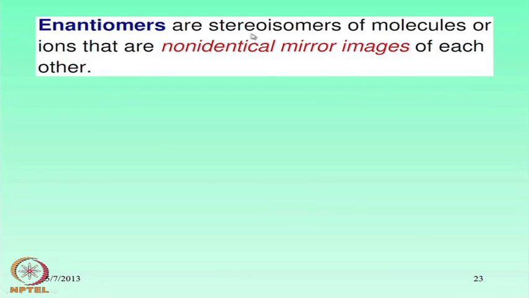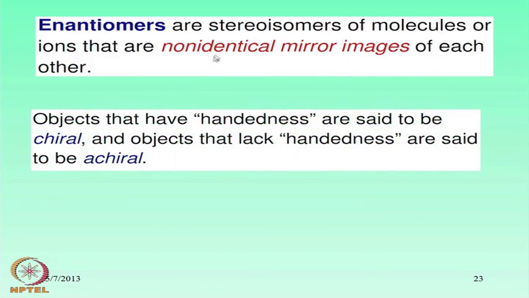Enantiomers are not diastereoisomers, they are enantiomers, and they are also known as stereoisomers. The molecule or ion itself can be a neutral molecule or a cationic or anionic species that are non-identical mirror images of each other. So, you can have mirror images which cannot be superimposed on the other. Therefore, we consider them as non-identical mirror images. Mirror images are not identical.